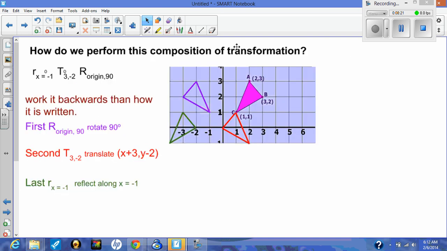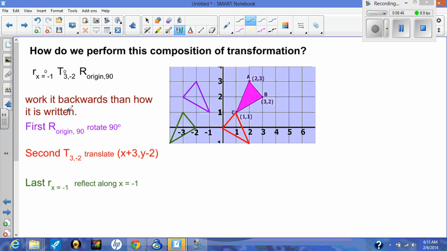Okay, so how do we perform this composition of transformations? So here we already have a pre-image and a few images for this composition, as we see over here. So we're going to go through this step by step and make sure we understand how it works. Work it backwards, that's how it's written.